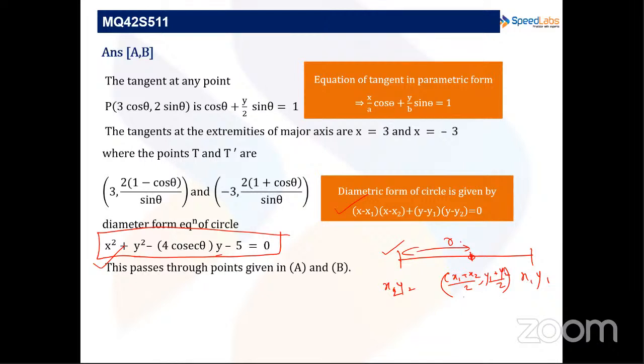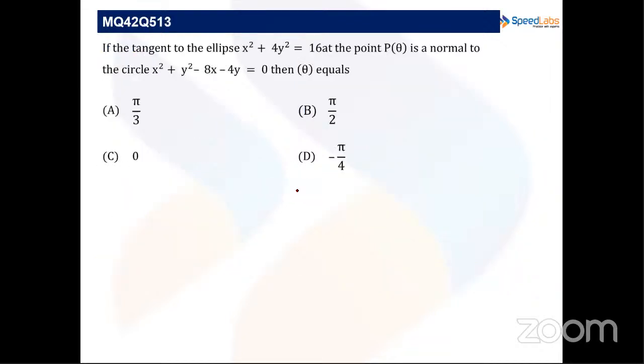Moving on to the next question. If the tangent to the ellipse at the point P theta is normal to this circle, then theta equals to. See, the level of these questions is not difficult. Actually, they have multiple concepts which can be used in various exams. So we are given, if the tangent to the ellipse x square plus 4y square equals 16 at a point P theta is normal to this circle. So we can easily find the equation of tangent at this point.